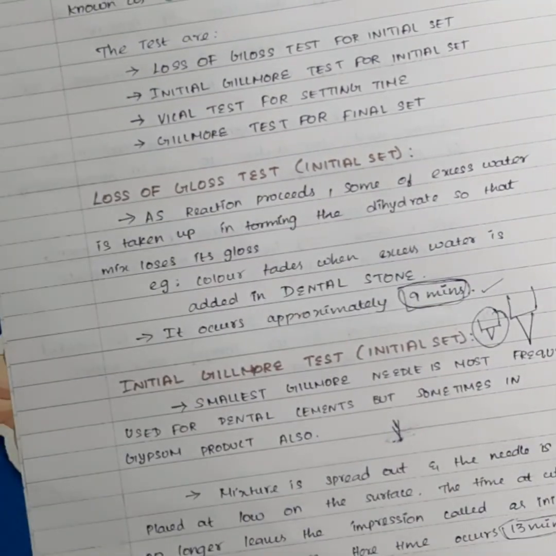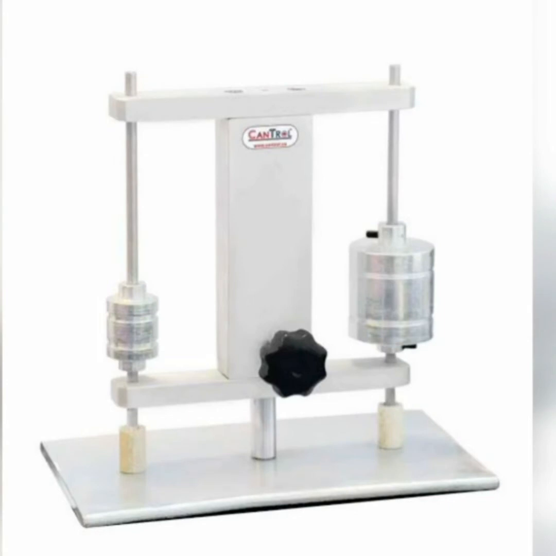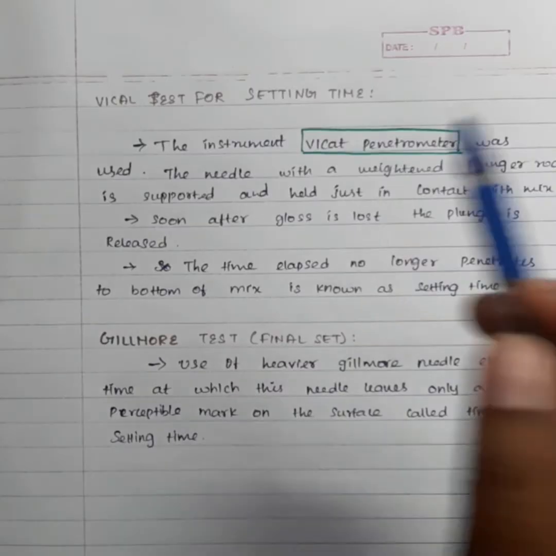See in this picture, on the left side the smallest Gilmore needle is present, and it is used in the initial Gilmore test, most frequently for dental cements but sometimes in gypsum products also. Here the mixture is spread out and the needle is placed lightly on the surface. The time at which it no longer leaves an impression, that is it has hardened, is the initial set.